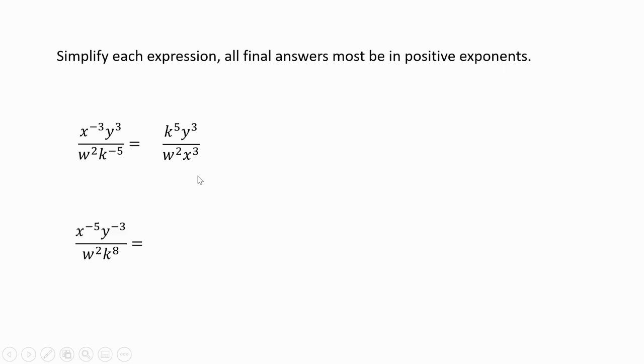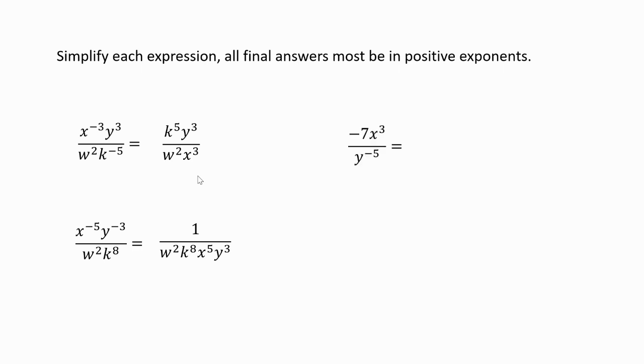Okay. Let's get another one. Looking at this, the w squared and the k to the 8th are positive exponents. They're going to stay right where they're at. Everything else is going to drop down to the numerator. Remember, a negative exponent means I really have them in the denominator of the fraction.